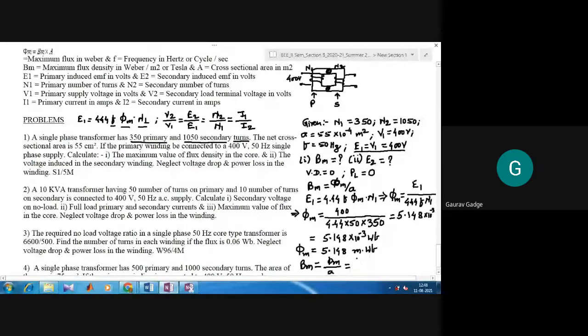Now phi m is 5.148 into 10 raised to power minus 3. I am keeping this as 10 raised to power minus 3. Cross-sectional area is 55 into 10 raised to power minus 4. So what I do, I just adjust that decimal here. So 5.5 into 10 raised to power minus 3. How much is given above? 55 into 10 raised to power minus 4.